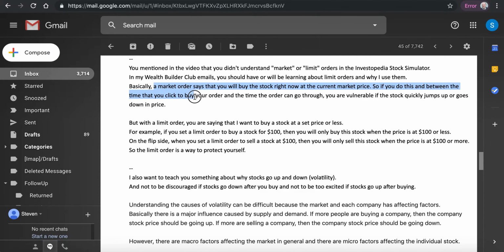As you can see, it says a market order says that you will buy the stock right now at the current market price. The problem is I think there is some lag. So if you do this, between the time that you click to buy your order and the time the order can go through, you're vulnerable if the stock quickly jumps up or goes down in price. So essentially, you're saying I'm going to buy this, but in that lag in between, you can get screwed in the time it takes to actually process that order.